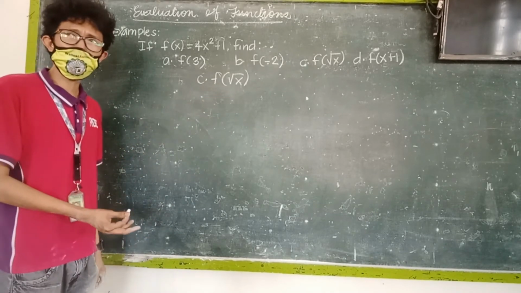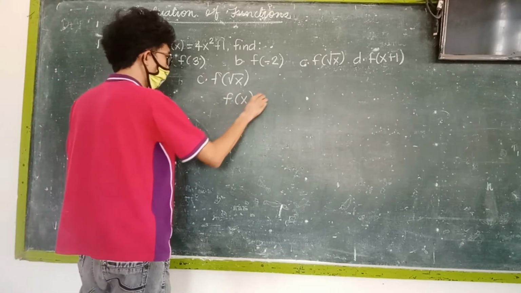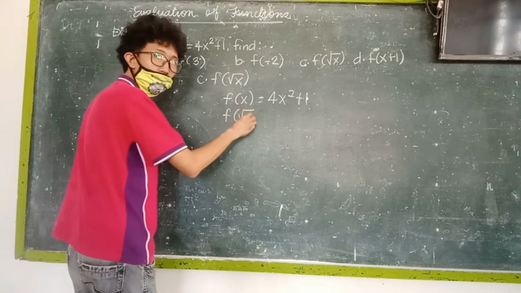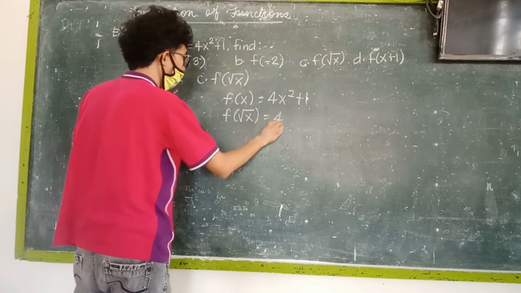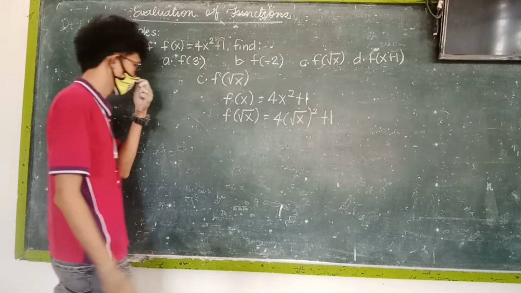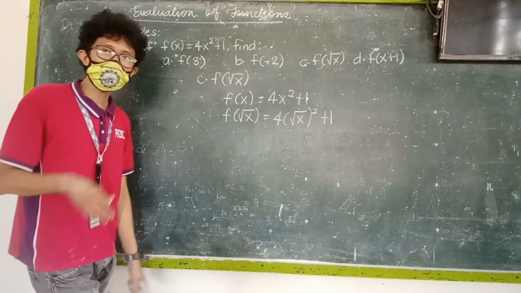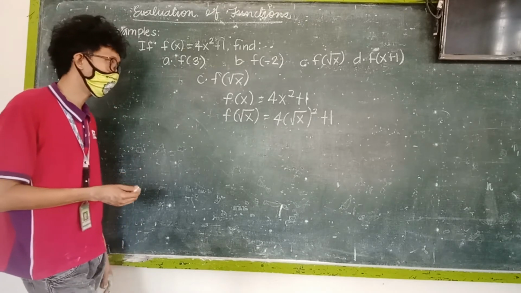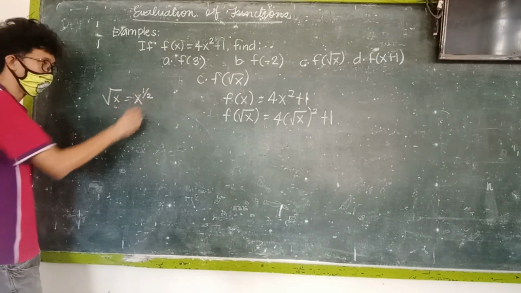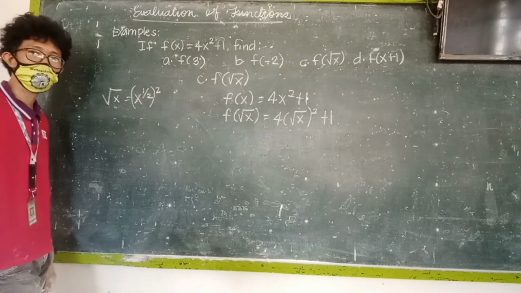So same process ang gagawin natin as we did in A and B. So f of x is equal to 4x squared plus 1. So f of square root of x is equal to 4 times square root of x raised to the power of 2 plus 1. In law of radicals, a square root raised to the power of 2 will eliminate the radical sign. Since the square root of x is equal to x raised to the power of 1/2. However, in-raise pala natin siya to the power of 2.